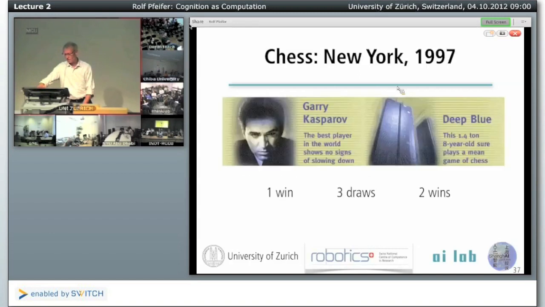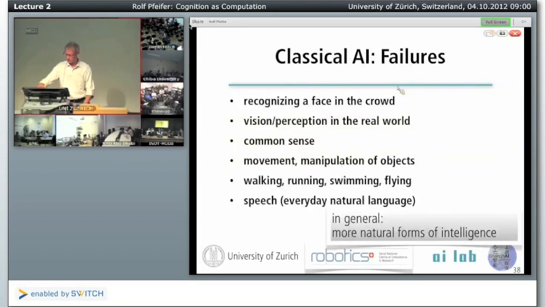For example, chess: in 1997 IBM's Deep Blue won against Garry Kasparov, the world champion at the time. It was a big sensation that it did not only win one game, but actually a whole tournament.